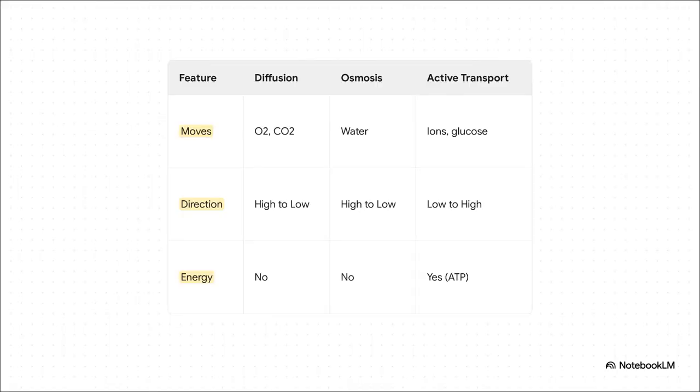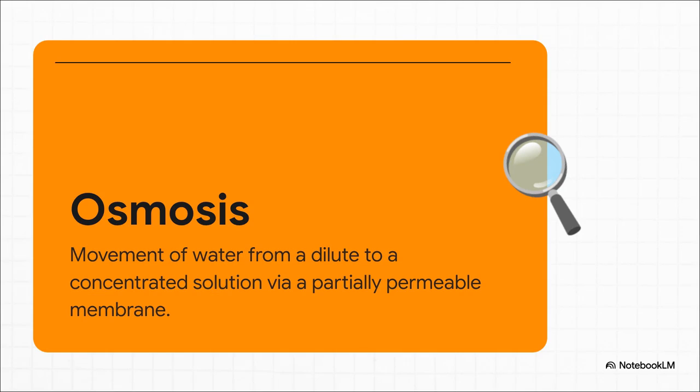There are basically three main ways things move in and out of a cell. Diffusion and osmosis are both passive processes. They move things from a high concentration to a low concentration, meaning they don't require any energy at all. It's literally like rolling a boulder down a hill. It just happens naturally. But active transport is a different story. It moves things from low to high concentration. And because it's pushing against that natural flow, it absolutely requires energy, specifically a molecule called ATP, to push that boulder uphill.